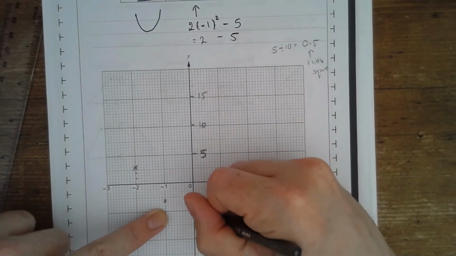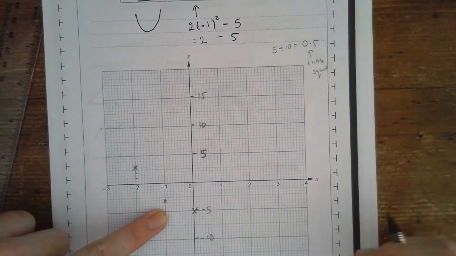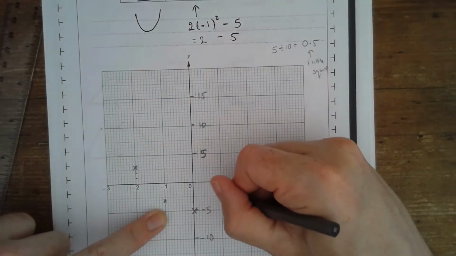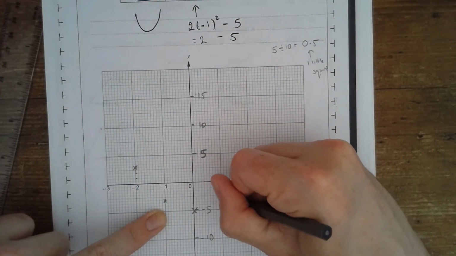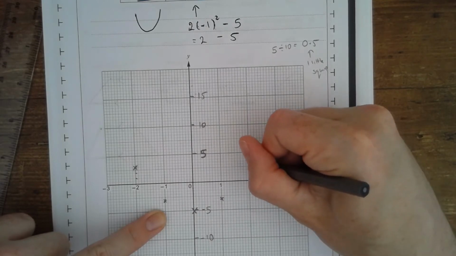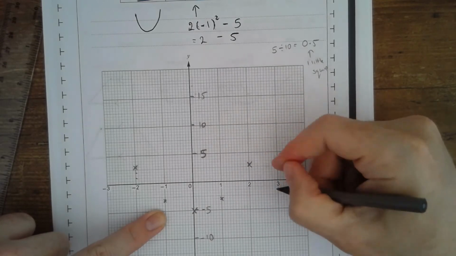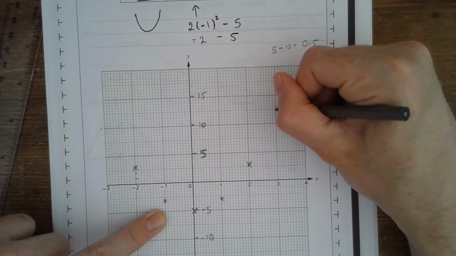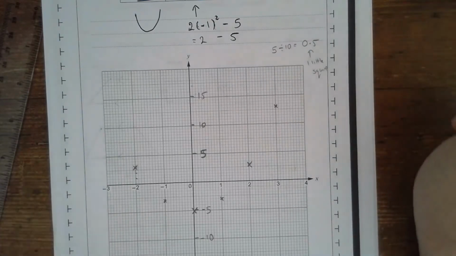Then 0 and minus 5, so literally on the axes there. And then 1 and minus 3. You can see that it's symmetrical, this graph. 2 and 3 there. And then 3 and 13. So that would be 12.5. Up 1, be 13.5, okay?